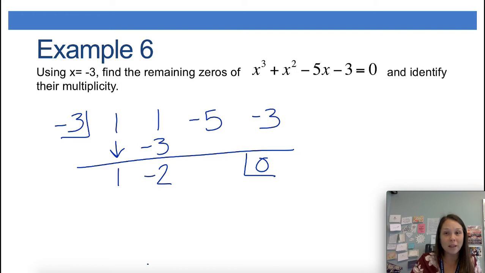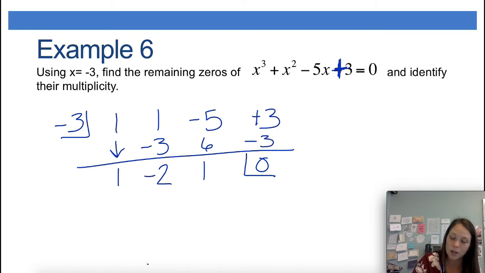Oh, I know why this is not working out. Because I have a typo. This should say +3. Okay, so that is positive. So Mrs. Walker has a typo for example 6. It should say +3 on the end of that cubic function, not -3. Because that'll give us 6, then we get 1, and then we get -3, and now it works. All right, so I had the function typed wrong in the notes.